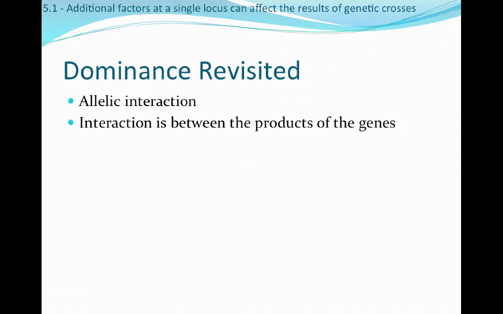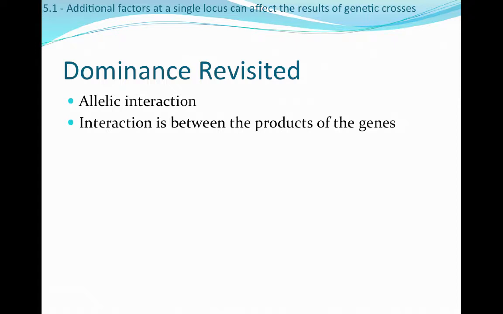All right, so now we're going to finish up section 5.1 in chapter 5. We just went through and talked about dominance and the three major forms of dominance: complete, incomplete, and codominance. Thinking back to the principles we learned in chapter 3, dominance is determined by the way alleles interact with each other.